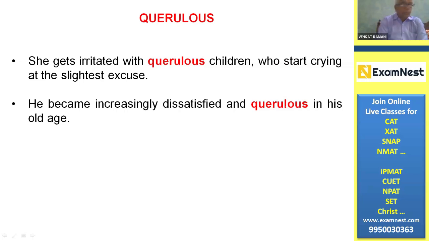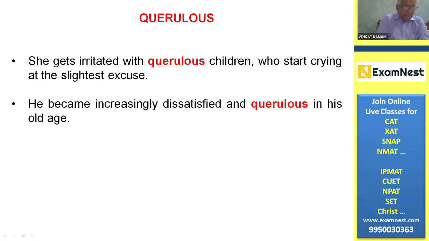Some people have a querulous temperament. They have a querulous, irritable temperament, all the time petulant, irritating. The opposite of querulous would be friendly, sociable, contented, satisfied, amiable, amicable.